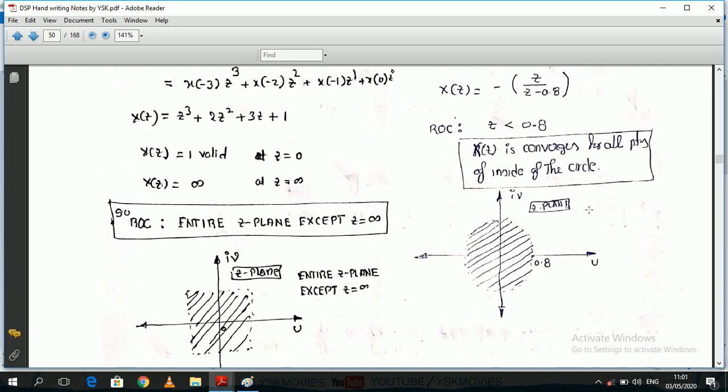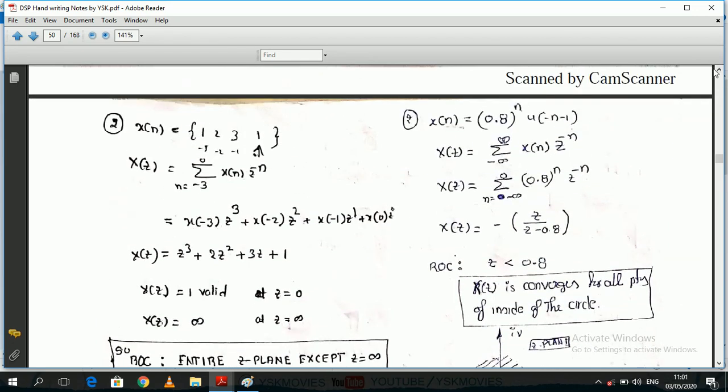Okay. So what about this right side? See this. This is the infinite sum, x[n] is equal to 0.8 power n u[-n-1]. That means the sequence is a left side sequence. That means even before solving the z transform, we came to notice that the ROC of the z transform is inside of the circle. By using the properties, you know that it is inside of the circle, but you don't know what the radius of the circle is.